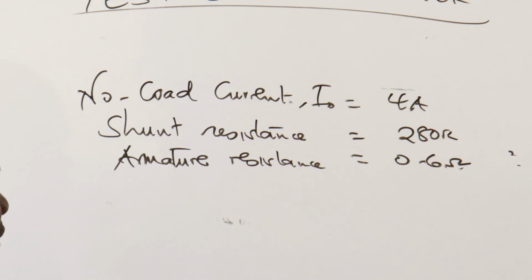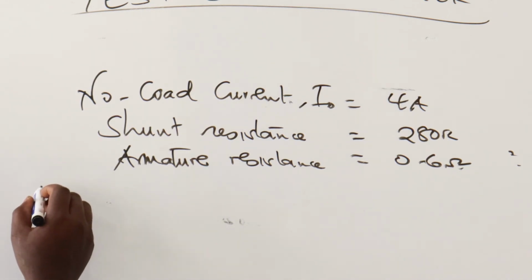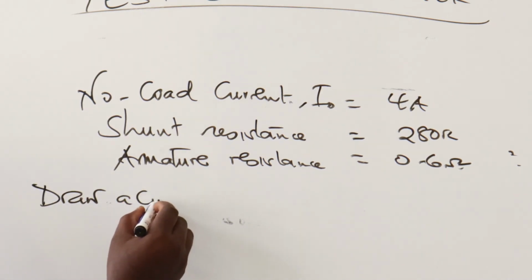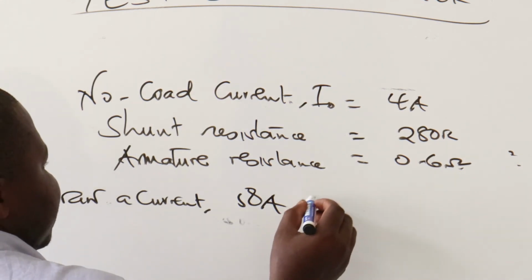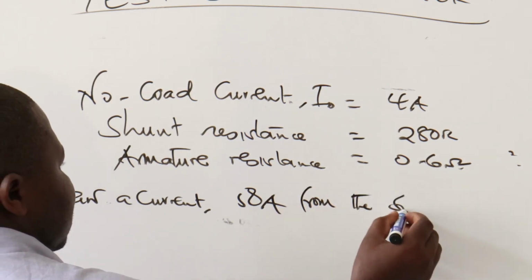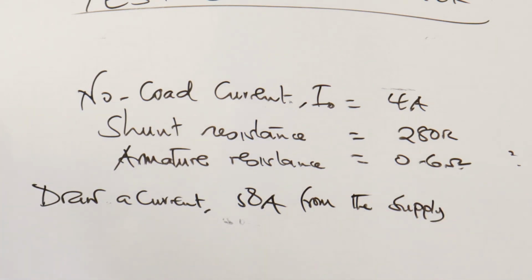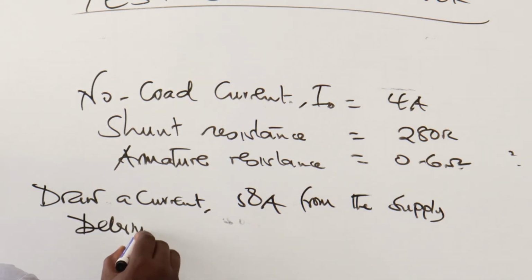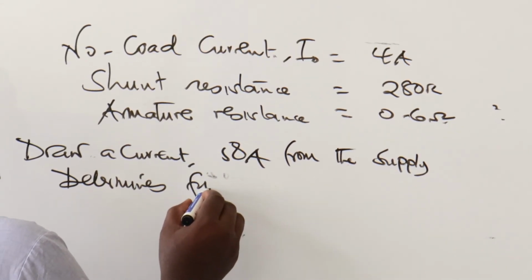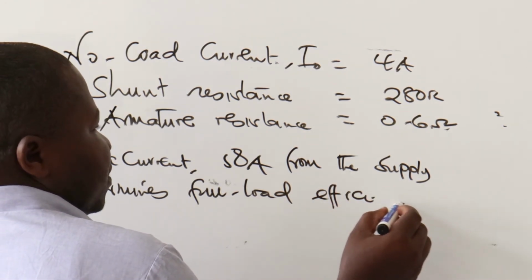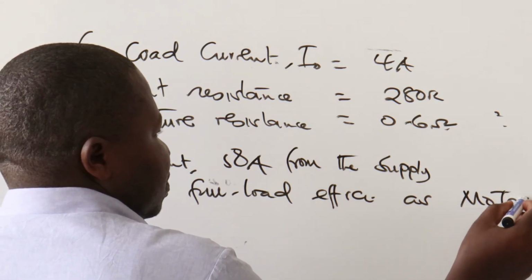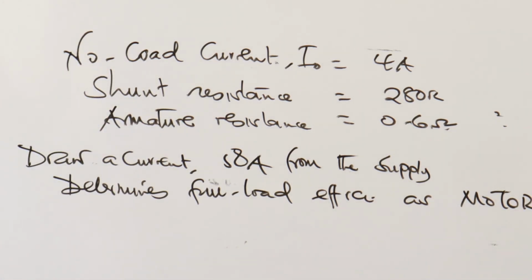Sorry, 0.6 ohms. If the armature draws a current of 50 amps from the supply, determine the full load efficiency as a motor.